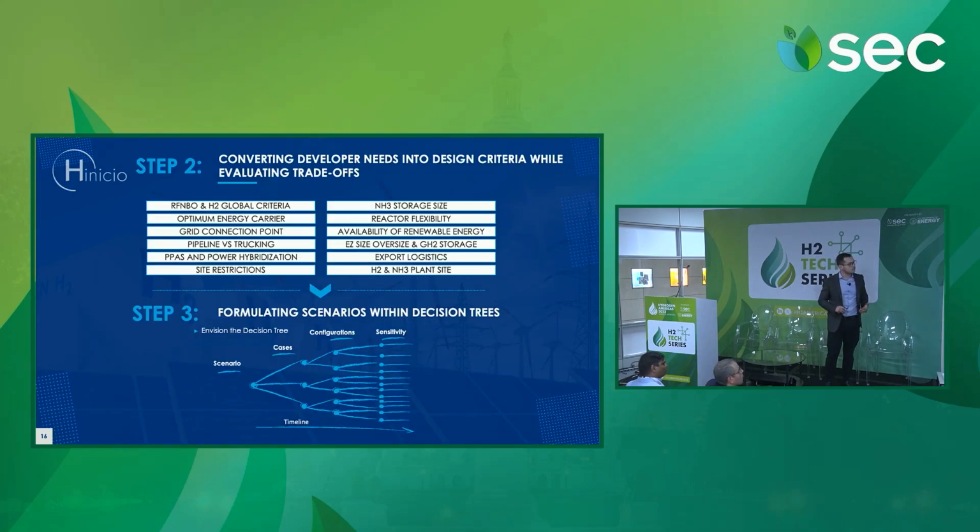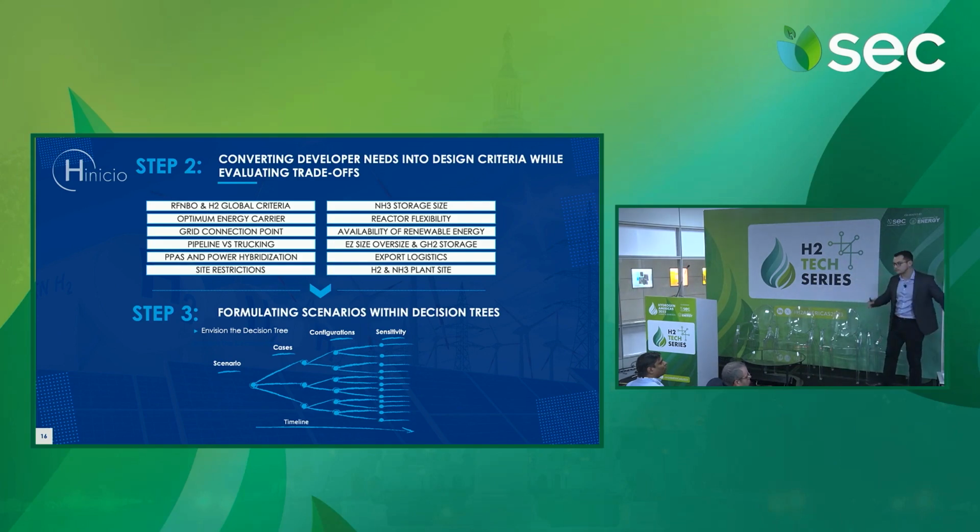Then we have step two. And what this means is that you can convert all these needs into design criteria, right? And these are many design criteria that can come from the stakeholders that I just presented. So here is the part in which you say, okay, I have these design criteria, these are my options, and then you go to step three, you formulate your scenarios, you define your cases, right?